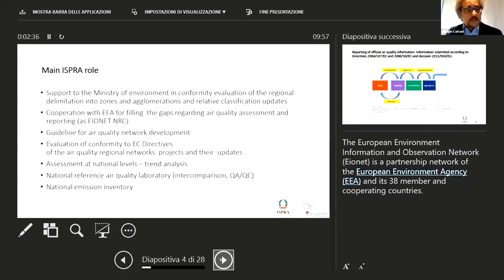And we evaluate the conformity to the European Community Directive of the Air Quality Regional Network projects and their updates. And we carry out some assessment at the national level, particularly trend analysis. We are also the National Reference Air Quality Laboratory for Italy, so we do intercomparison with the regional agencies and QA, QC activities. And last but not least, we are in charge of the national emission inventory, which is also a very important activity that we carry out.